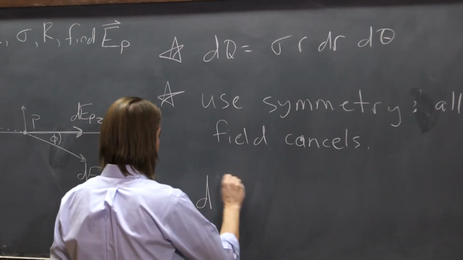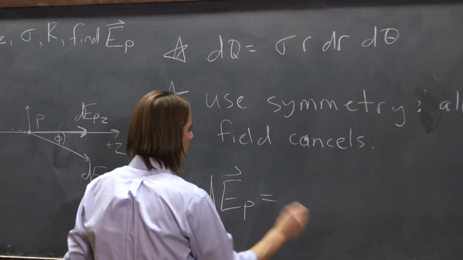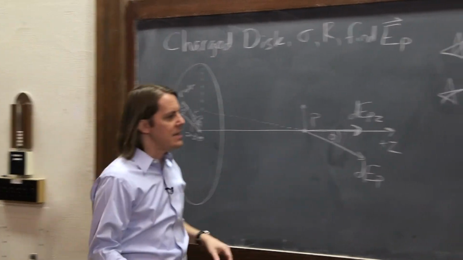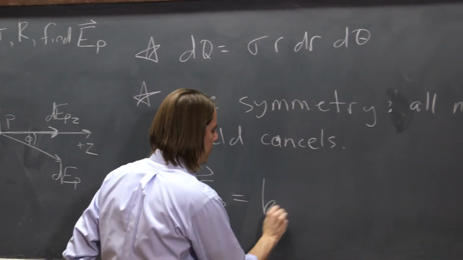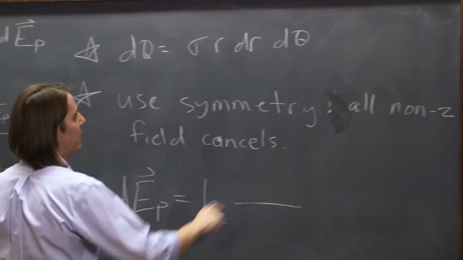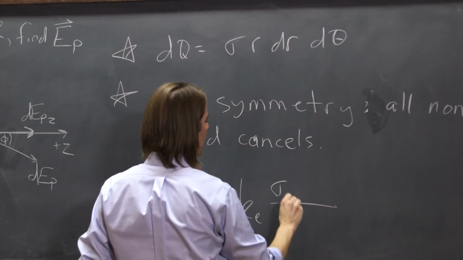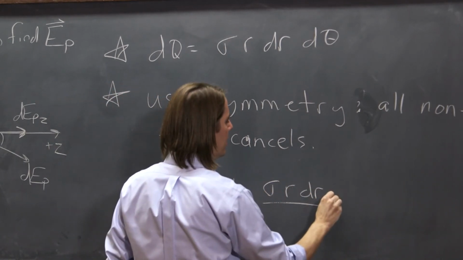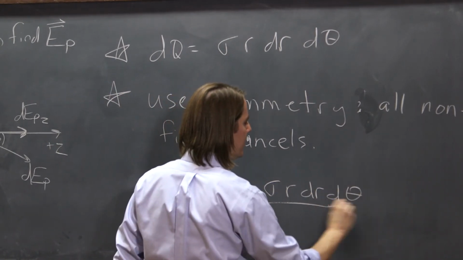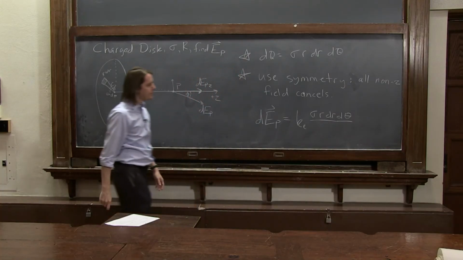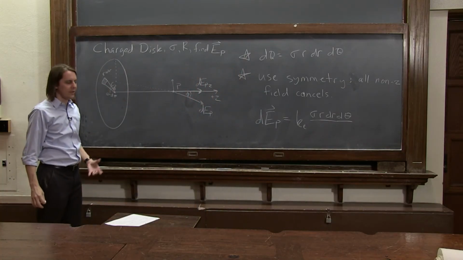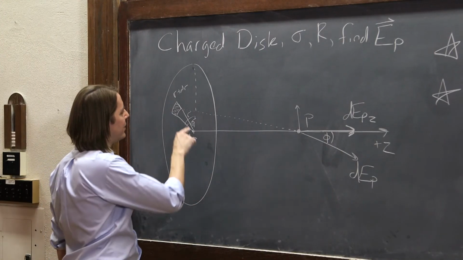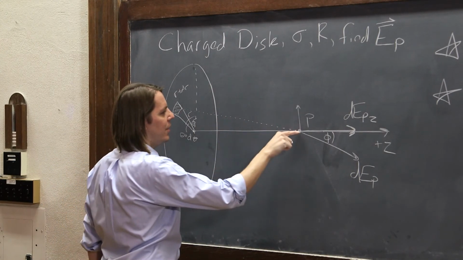So let's see if we can take all that and successfully write the dE_P. Okay, Coulomb's law, essentially. k_e, Coulomb's constant, times the charge, and I'm going to write it this way: sigma r dr d theta. Don't mix your sigmas and your r's. So that's dq, that's the charge. And now we need it over the separation squared. So we need it over this line right here.